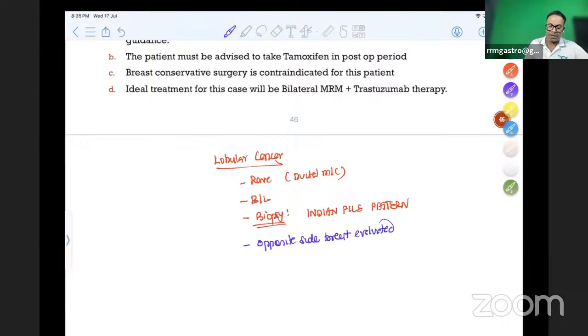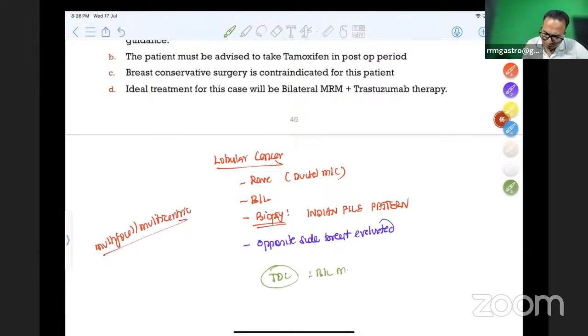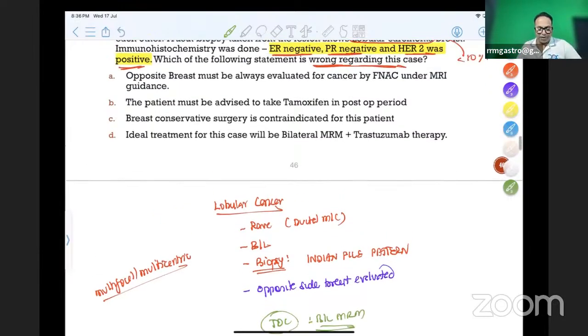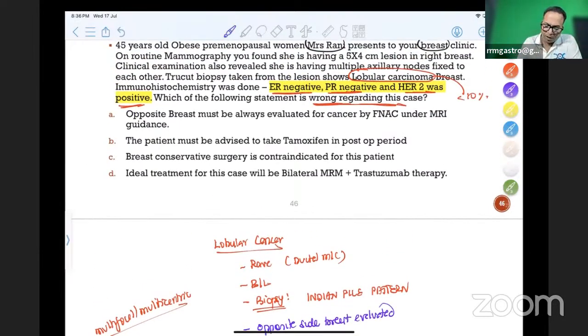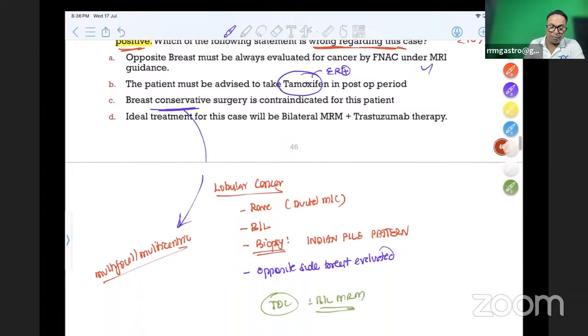Opposite side breast must be evaluated. Please remember, lobular cancer is multifocal, multicentric. It is seen in both breasts, in any quadrant. Therefore, treatment of choice is bilateral MRM for this case. So the answer for this question is: opposite breast must be evaluated, true. The patient must be advised tamoxifen. Who will you give tamoxifen? Tamoxifen is given only when there is ER positive. The case is very clear, ER negative. So no tamoxifen is needed for this patient. Breast conservative surgery is contraindicated. Yes, I told you the cancer is multicentric, multifocal.